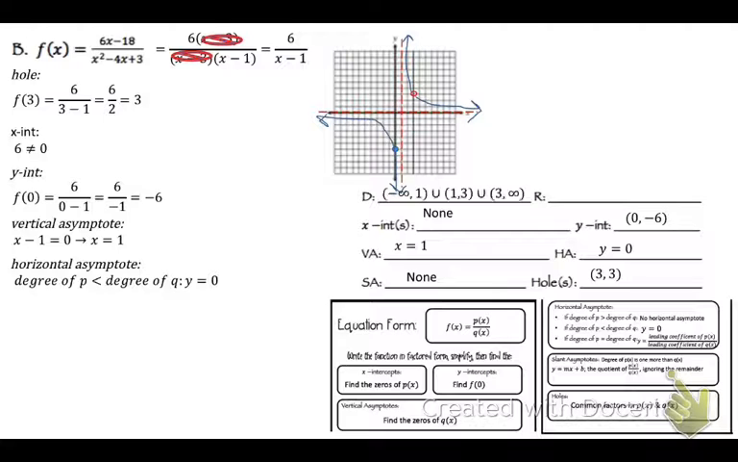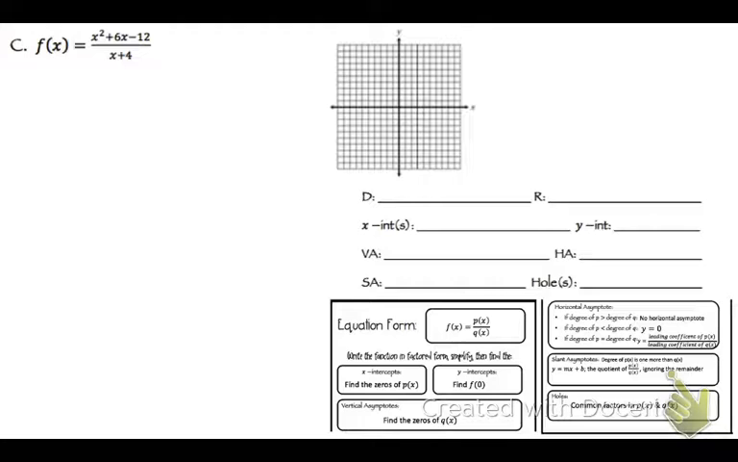Okay, my domain here is negative infinity to 1, then 1 to 3, and then 3 to infinity. My range is negative infinity to 0, 0 to 3, 3 to infinity. Okay, let's do this one. So we're going to factor the top.